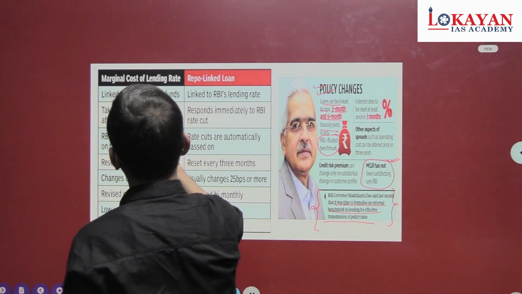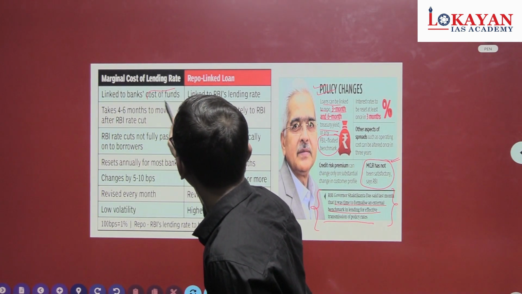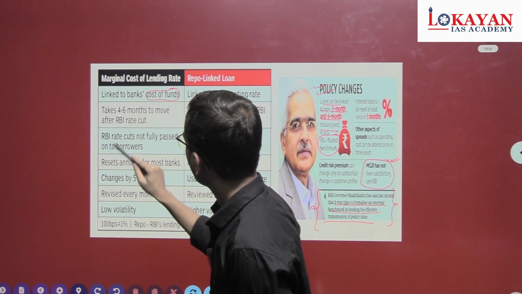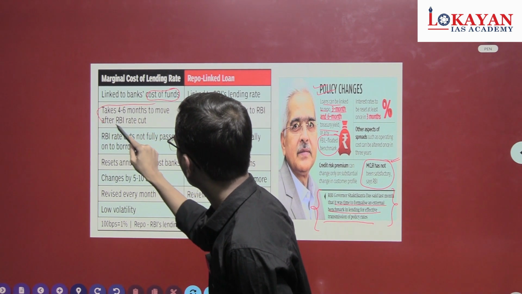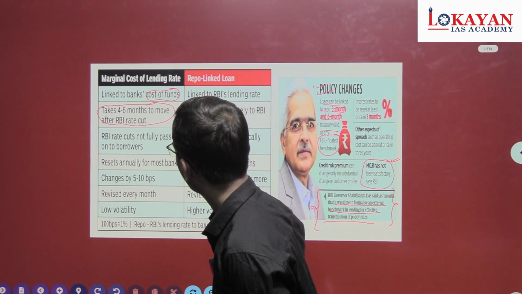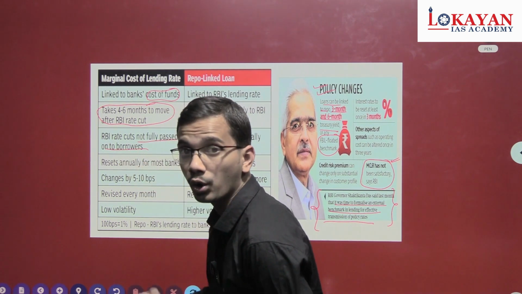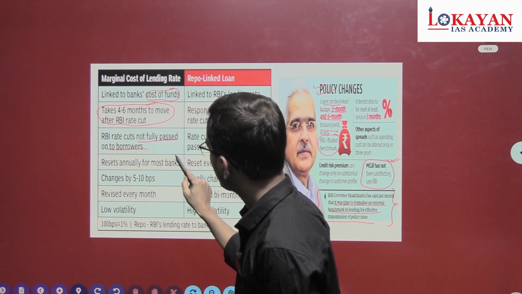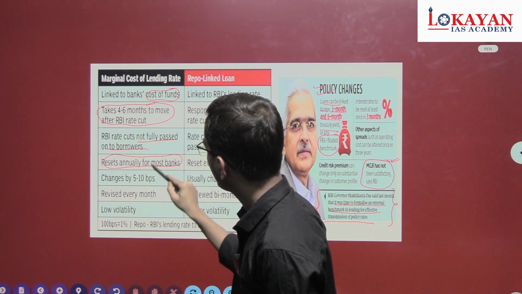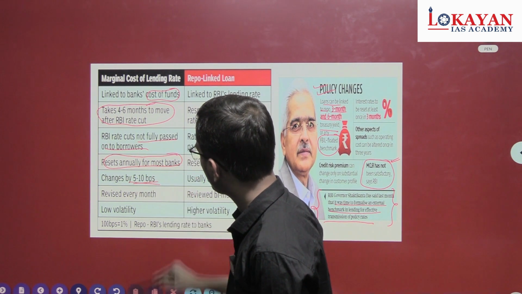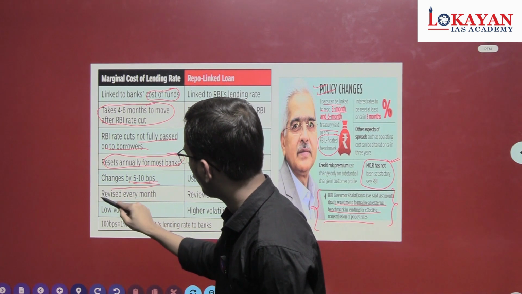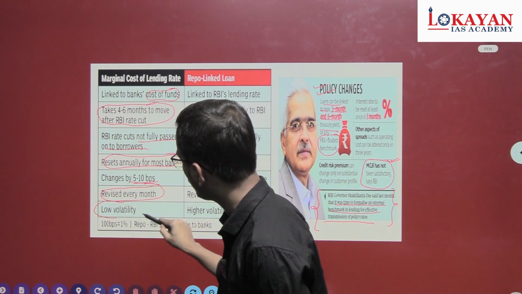This is MCLR, linked to the bank's cost of funds. See, it takes 4 to 6 months to move after an RBI rate cut. RBI rate cuts are not fully passed on to borrowers. It resets annually for most of the banks, changes by 5 to 10 basis points, is revised every month and has low volatility.